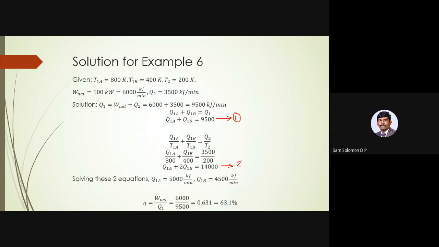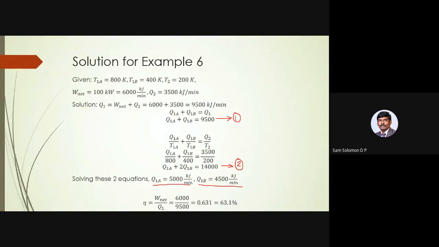And you have to be consistent with the units. So here I have used kilojoule per minute, so here also 3,500 is kilojoule per minute. You have to be careful while writing the equation. Be consistent with the units. If you are using kilojoule here, then here also it should be kilojoule. If you are multiplying with 10 to the power 3 here, then you should multiply with 10 to the power 3 there. So on solving these two equations 1 and 2, I get Q1A is 5000 kilojoule per minute and Q1B is 4500 kilojoule per minute. You can use your calculator to get the values of Q1A and Q1B.